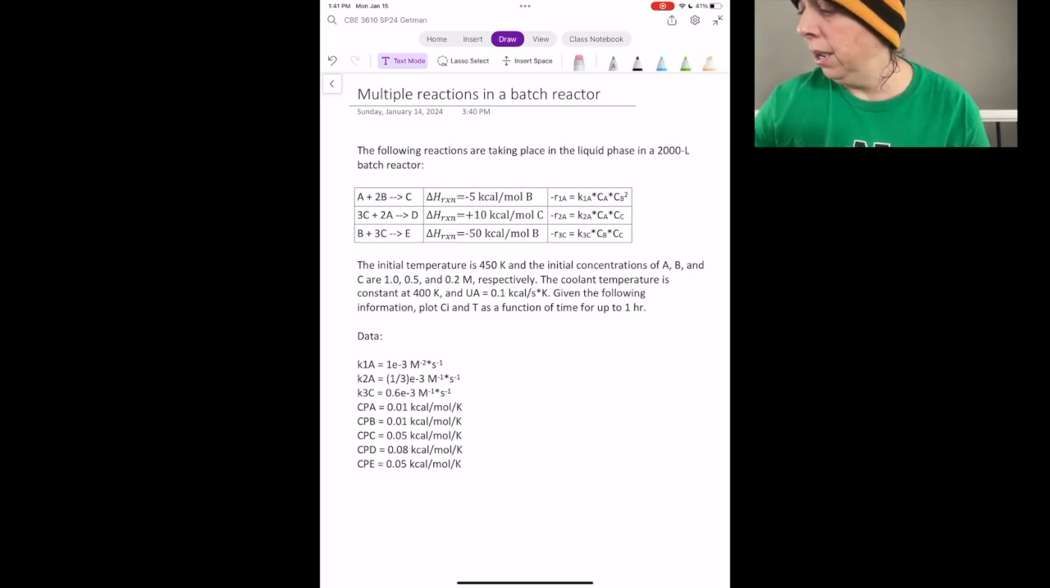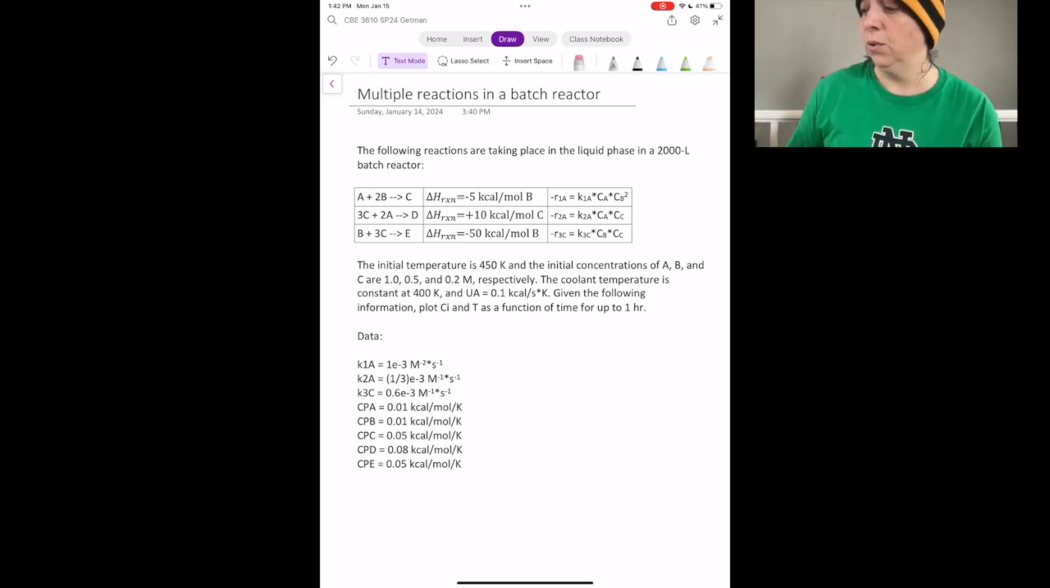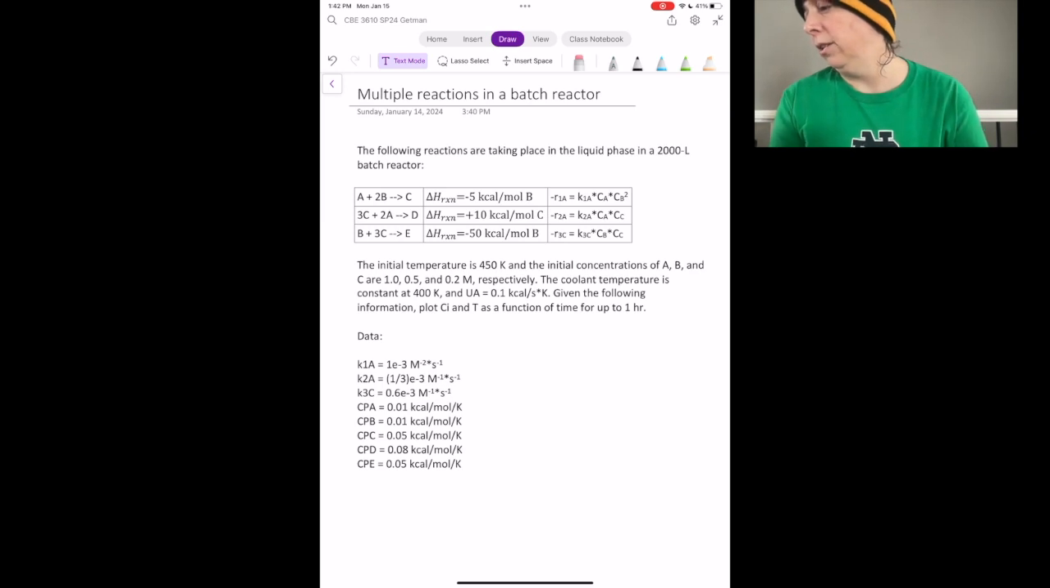The problem statement reads, the initial temperature is 450 Kelvin and the initial concentrations of A, B, and C are 1.0, 0.5, and 0.2 molar respectively. The coolant temperature, so that's in the heat exchanger, so this is a batch reactor with a heat exchanger. The coolant temperature is constant at 400 Kelvin, so this means that the flow rate of coolant is moving through the heat exchanger pretty quickly. And we're given a value also for the heat transfer coefficient of 0.1 kilocalorie per second per Kelvin.